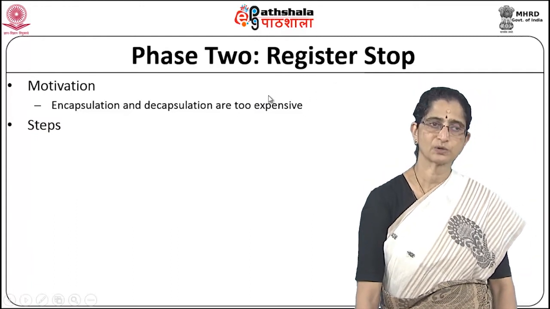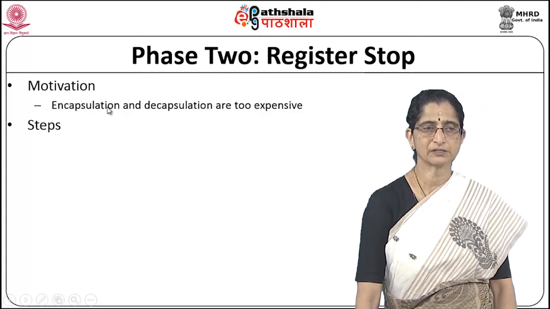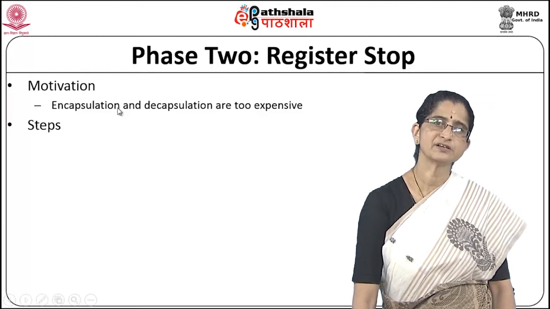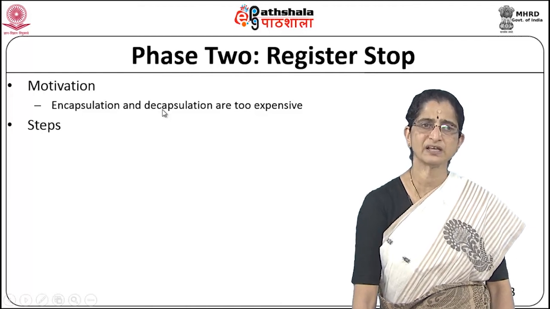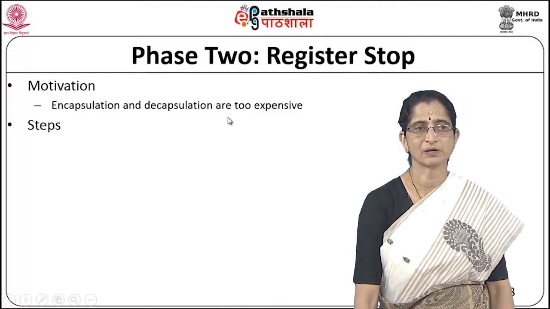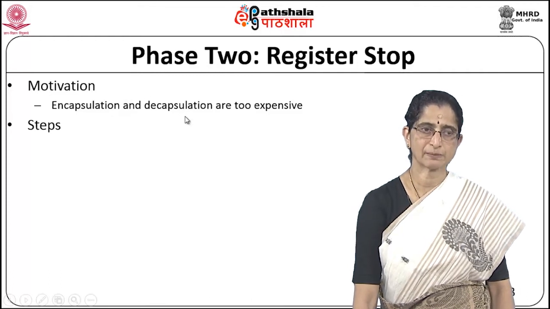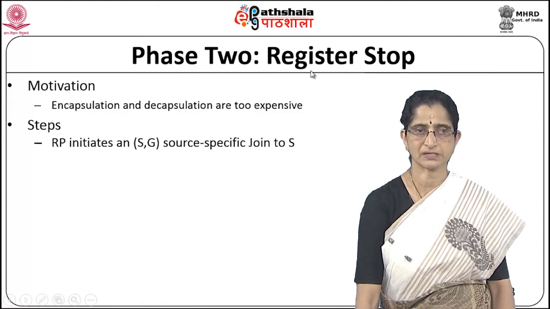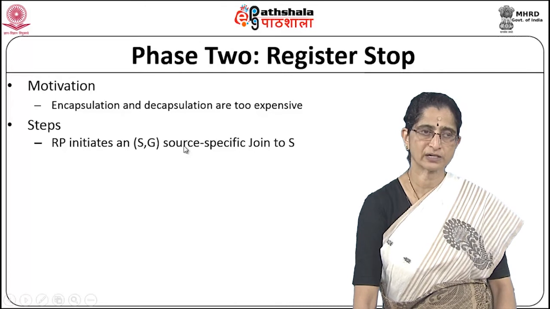Okay. So let us look at what happens here. Now we find that for every packet that needs to be sent by the source, it has to be first encapsulated by its DR and sent to the RP, and the RP has to decapsulate it and send it. So this encapsulation and decapsulation can be very expensive. To bring down the cost, a register stop message is used in the PIM protocol. So let us look at how that happens.